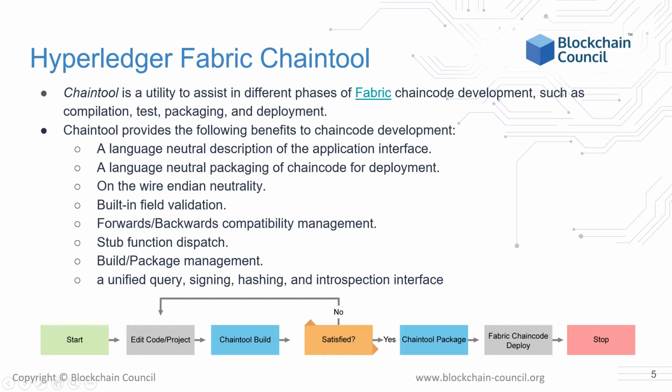Coming to the forward-backward compatibility management, we don't need a specific version of Hyperledger Fabric to run Chain Tool. Hyperledger supports compatibility with all its versions apart from when certain different functions or APIs are released. The stubs function dispatch means we can create frames for Hyperledger Fabric. Then the next one is build package management, which means that it provides you a framework to build the Go and Node.js packages in Hyperledger Fabric.